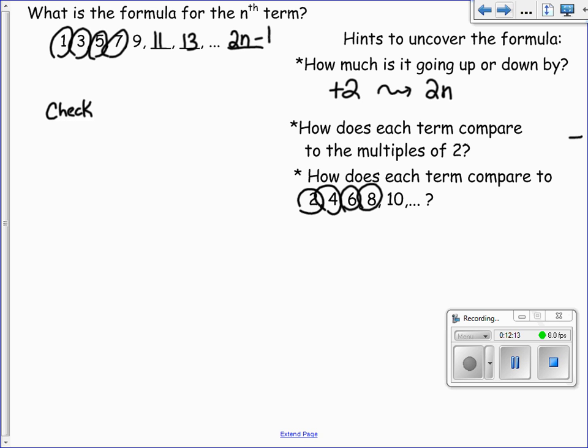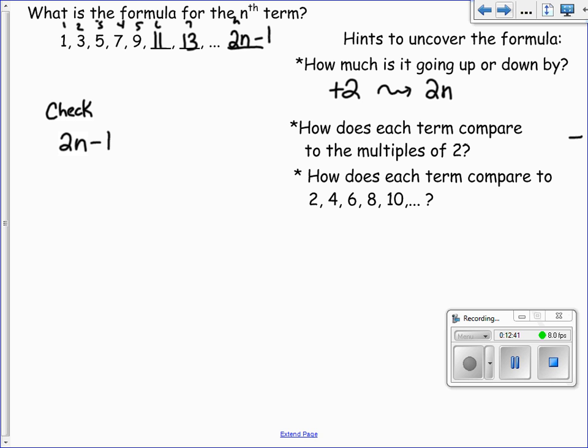Okay, so how do we check and see? First of all, let me erase some of these circles. All right, so this is what we do to check. Remember, this is term 1, term 2, term 3, term 4, term 5, 6, 7, and term n out here. So to check it, if Robbie's right, or Luke's right, and 2n minus 1 is the formula, we can test it by testing any one of these positions.